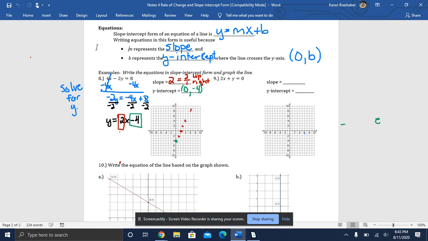Then connect those points in a line. If you've got a ruler, you can use it. Put arrows on both ends, and there's the graph of the line, y equals 2x minus 4. And that started off 4x minus 2y equals 8.